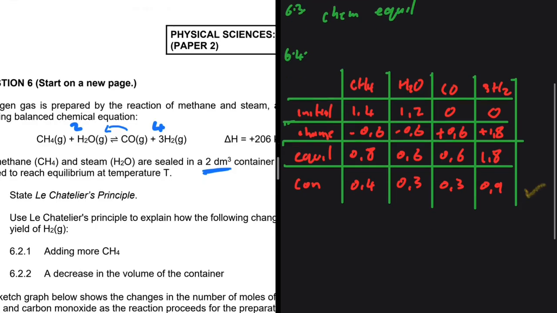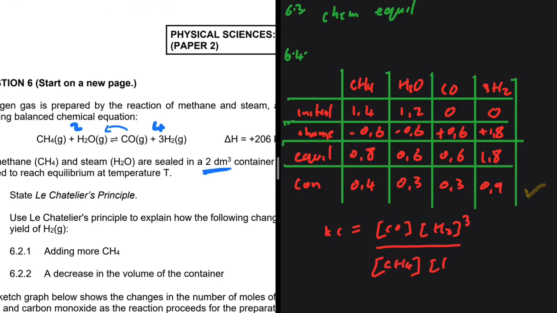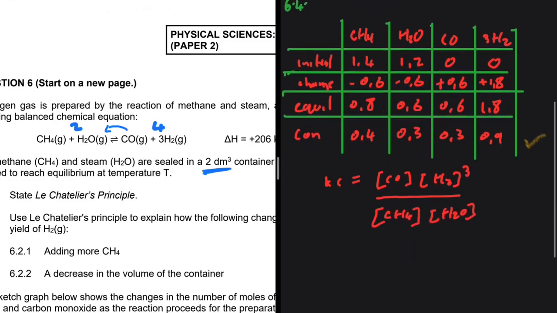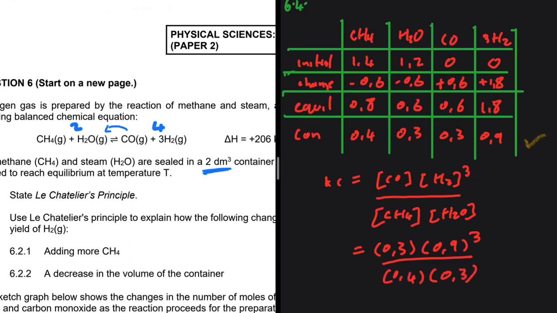We can go ahead and find Kc by saying that Kc is equal to the products divided by the reactants. Carbon monoxide, hydrogen gas to the power 3. The power is coming from the balancing coefficient. And then CH4 multiplied by the concentration of H2O. So the concentration of carbon monoxide is 0.3. That of hydrogen gas is 0.9, and we take that to the power 3. Everything divided by methane, 0.4, multiplied by water, which is 0.3.